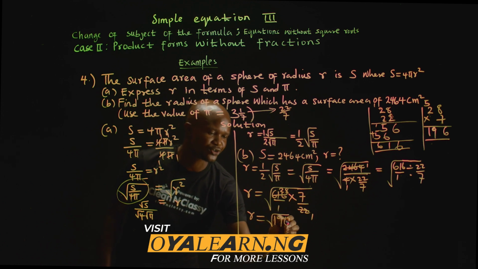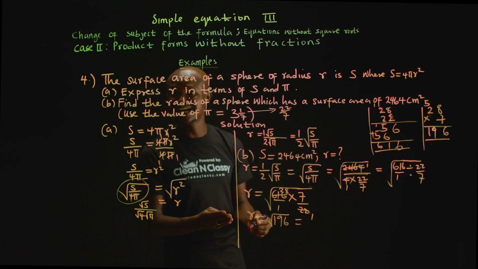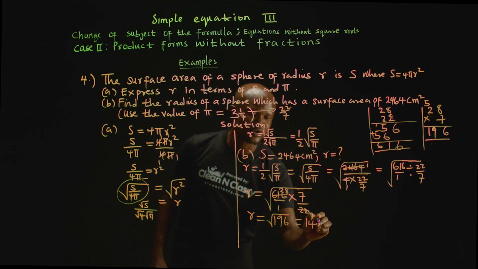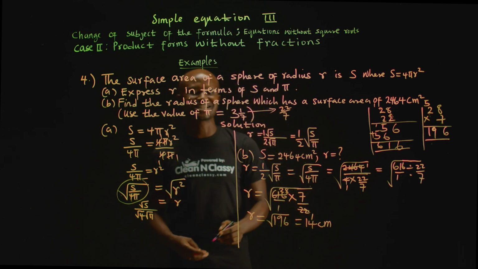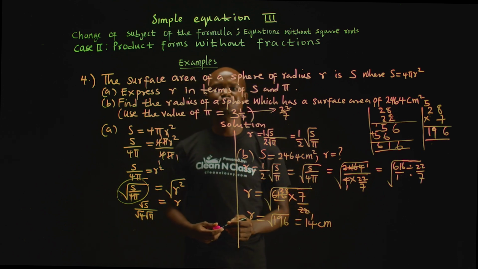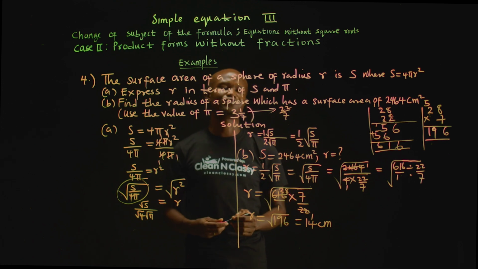the square root of 196. And what is the square root of 196? 196 is a perfect square. That is 14. So r equals 14 centimeters when the surface area of the sphere is 2,464 centimeters squared.